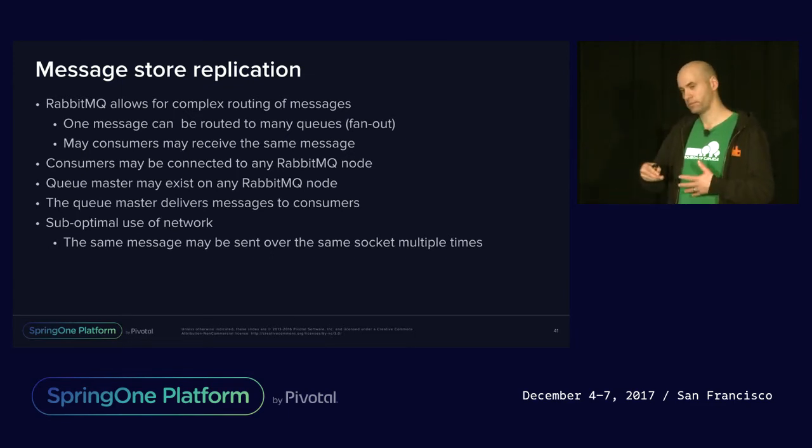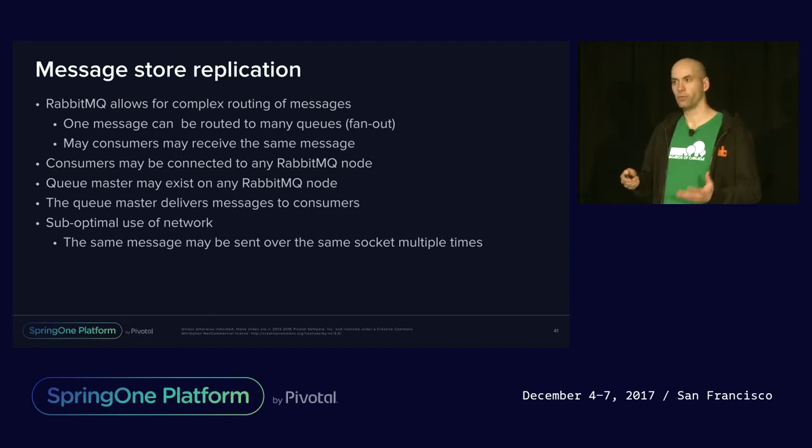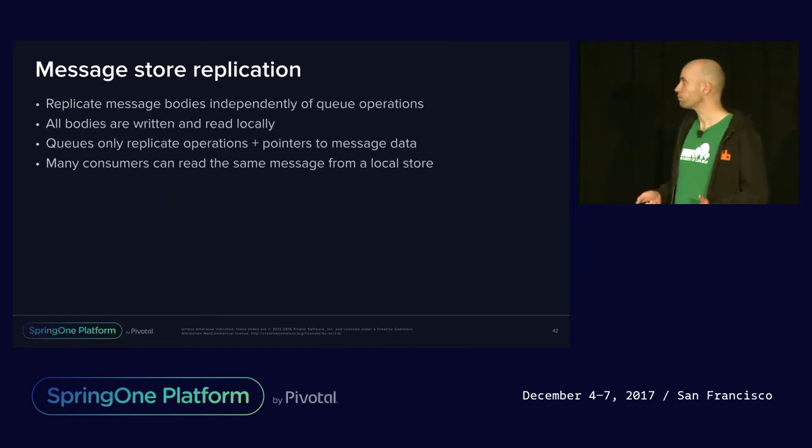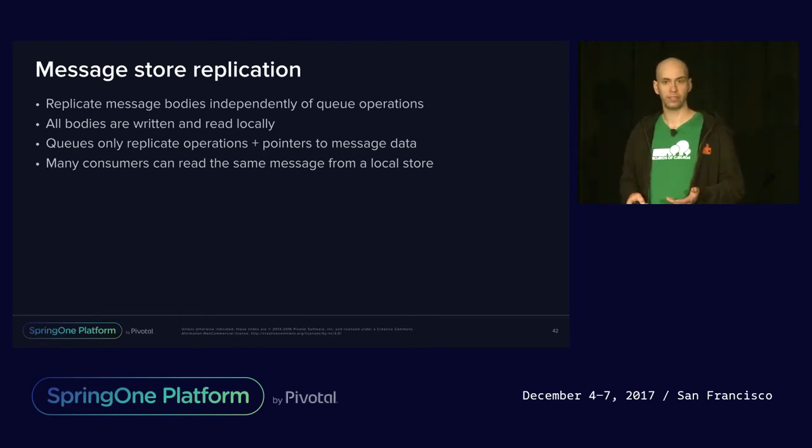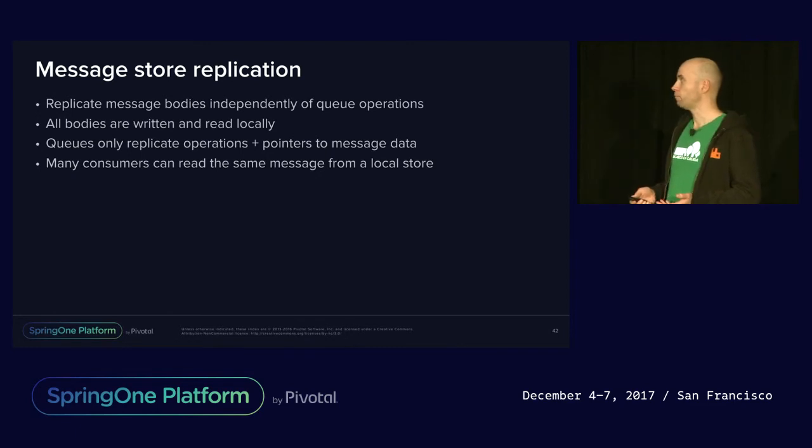So the gain we could get from replication at the message store level is to reduce this suboptimal use of the network and sending the same message multiple times. If we replicate the message bodies independently of queue operations, we still need to have queue operations, because we still have queues, and these queues have logic. They need to keep track of which consumers are currently interested in messages and where they're at in the log and what the state of certain in-flight messages is. But the messages themselves don't contain this logic. They're pretty dumb. It's binary data that you need to push around.